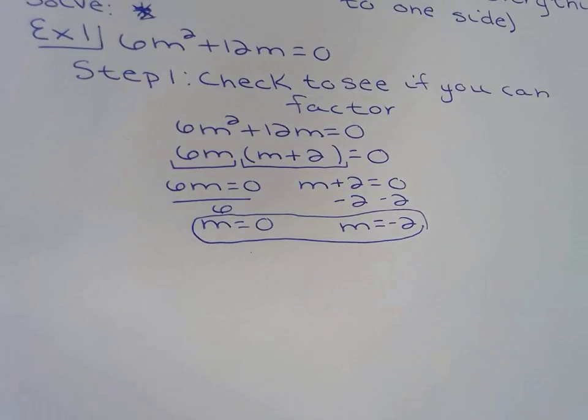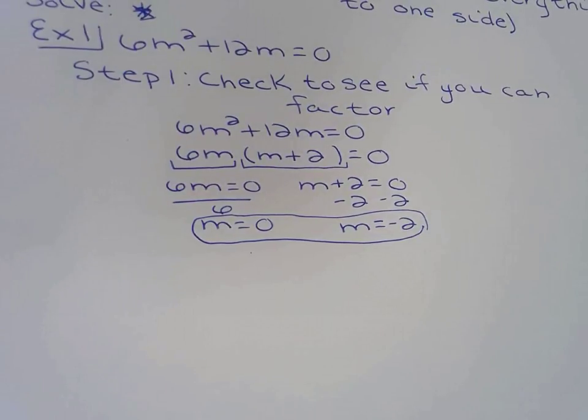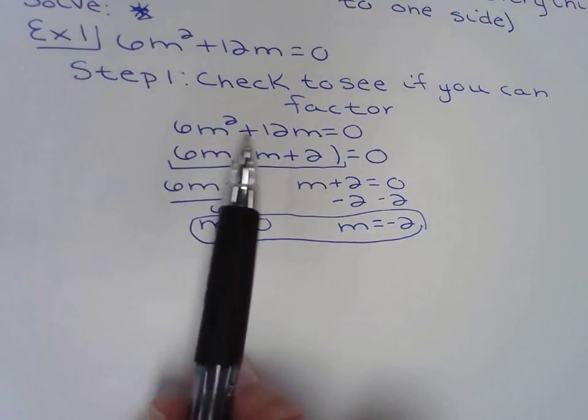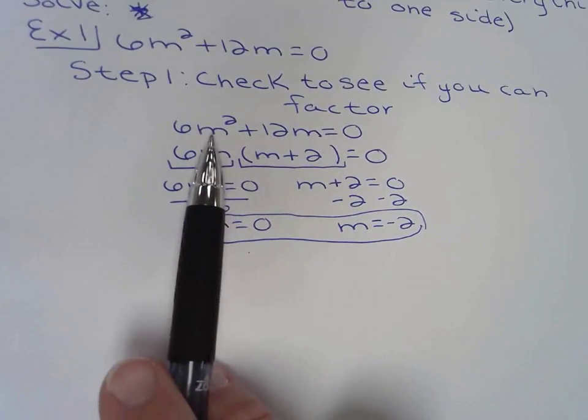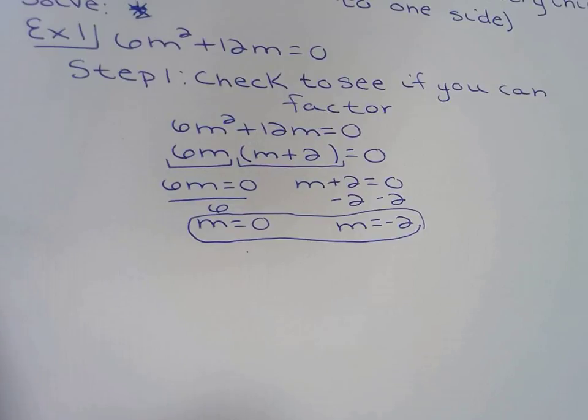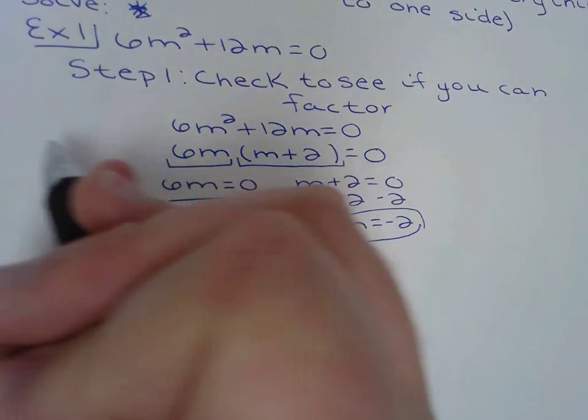How can I check? If I solve an equation, how can I always check to see if it's right? No matter if it's quadratic or linear, it doesn't matter what type of equation. How can I always check an equation to see if I have the right answer? Plug them in. If I plug in 0, 6 times 0 squared is 0 plus 0 is 0. If I plug in -2, -2 squared is 4 times 6 is 24, minus 24, which gives you 0. No matter what type of equation it is, you can always plug them in to see if it equals the right side.